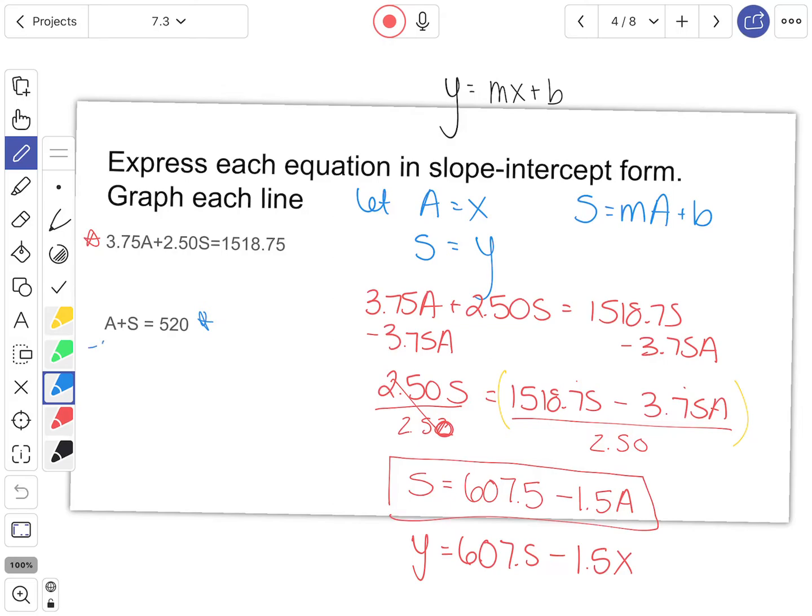Now, to get this equation where s is by itself, we just need to subtract a from both sides. So s is equal to 520 minus a. So when we put this in our calculator, it'll look like y is equal to 520 minus x.